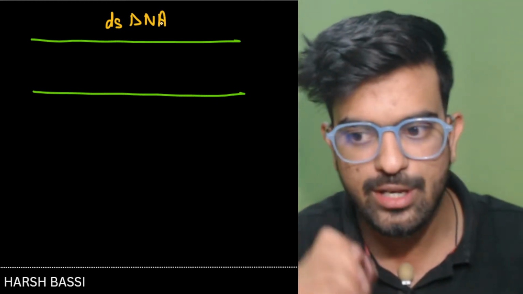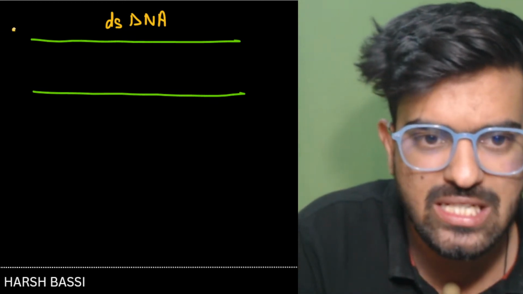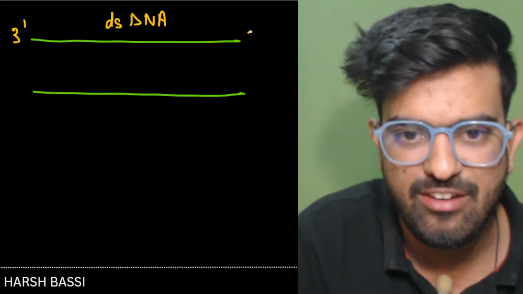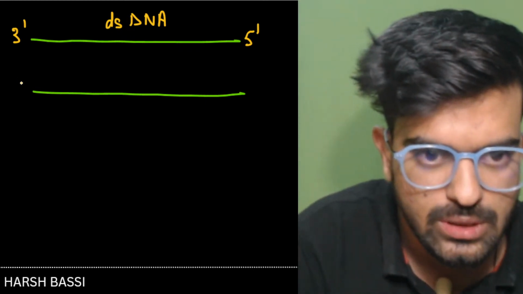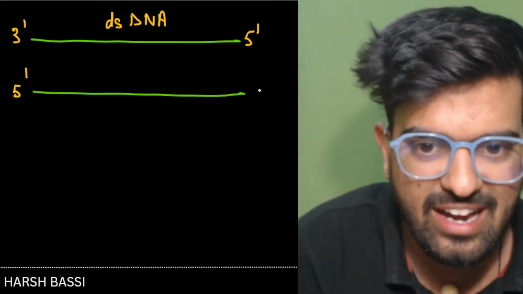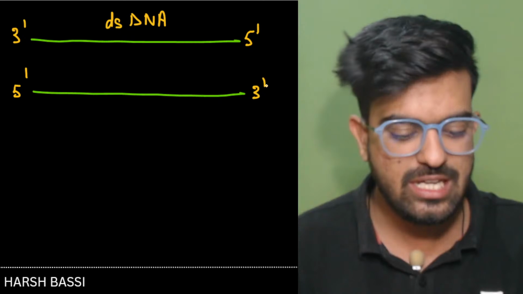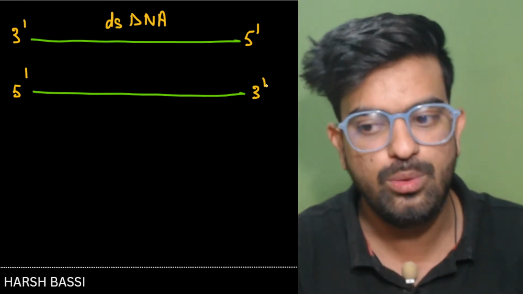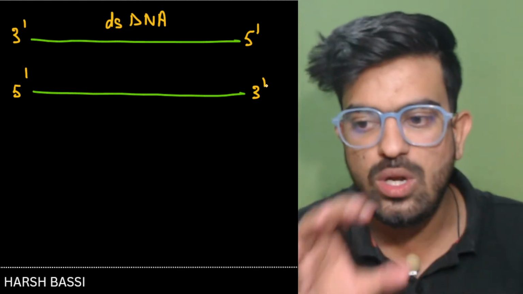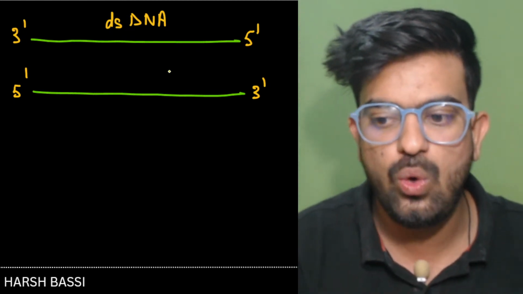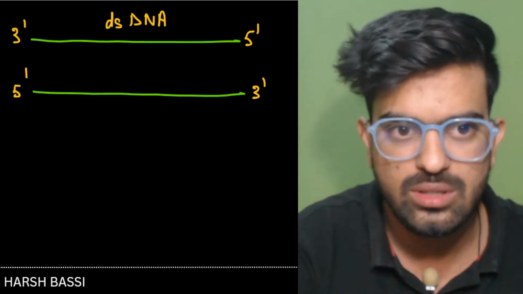Clear? Now let's suppose that this DNA is from 3' to 5'. This segment is basically from 3' to 5' and this segment is from 5' to 3'. Now see, this whole structure is known as the DNA.